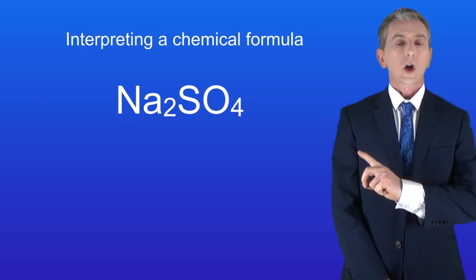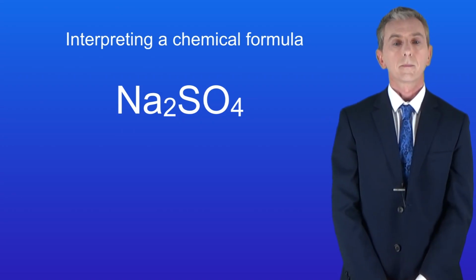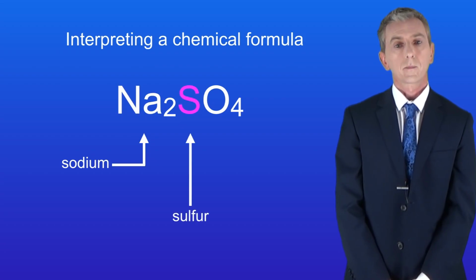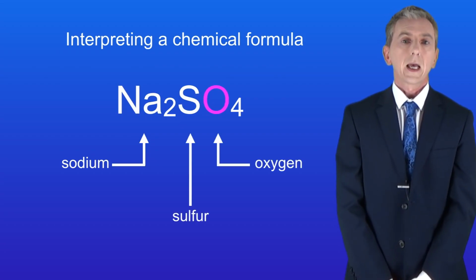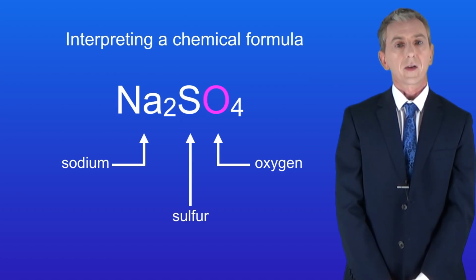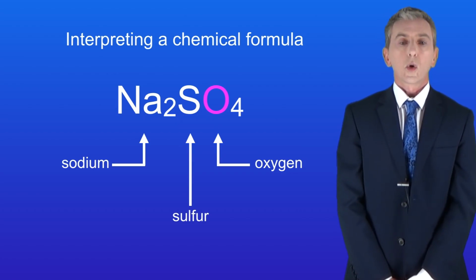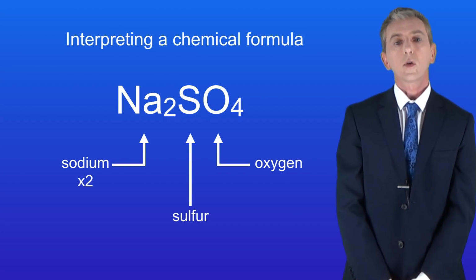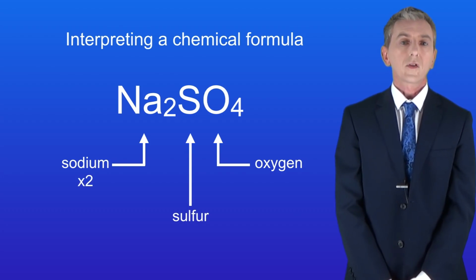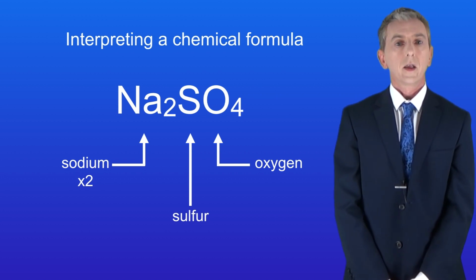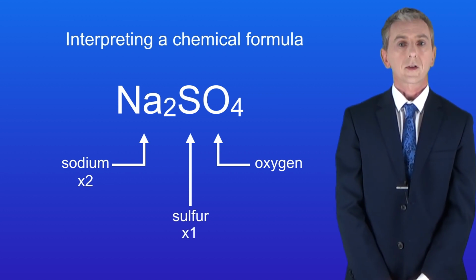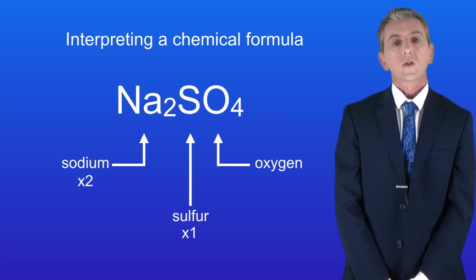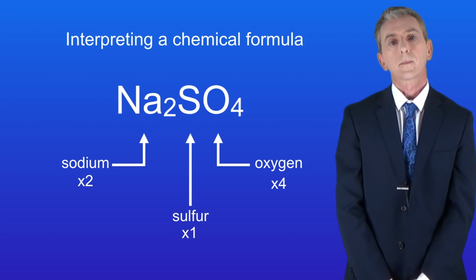This shows the formula for the compound sodium sulfate. We've got the symbols for the elements sodium, sulfur, and oxygen. Again, we can use the formula to work out the number of atoms of each element. We've got a small 2 to the right of the sodium. This means that we've got 2 atoms of sodium in this compound. There's no small number to the right of the sulfur, so that means that we've got 1 sulfur atom. And we've got a small number 4 to the right of the oxygen, so we've got 4 oxygen atoms.